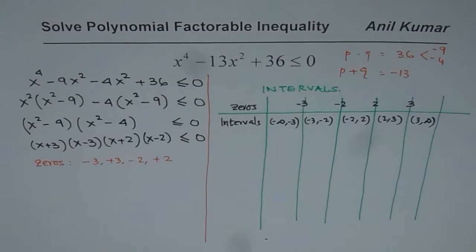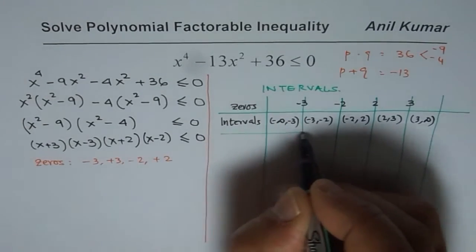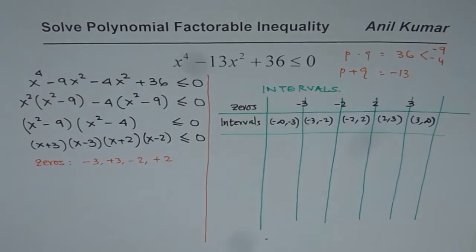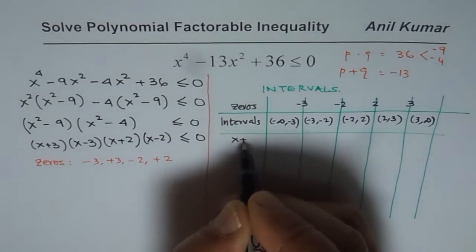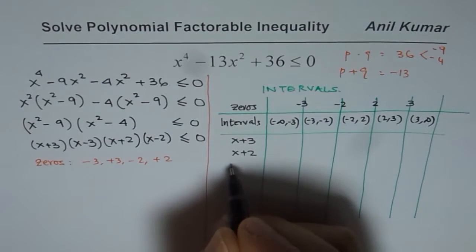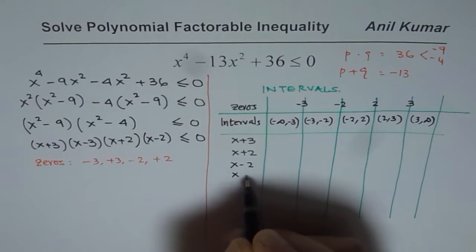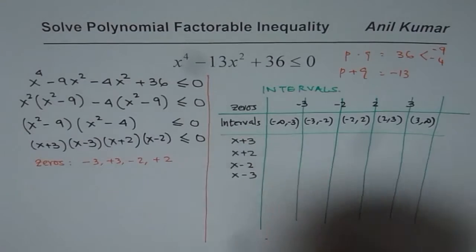Now in each interval we will try to test the sign of the factors. Factors for us are, let me write the factors: because of minus 3 is x plus 3, because of minus 2 is x plus 2, because of 2 is x minus 2, and then x minus 3. So these are the 4 factors. So if I substitute a test point, which I forgot to write, let me write down the test points also.